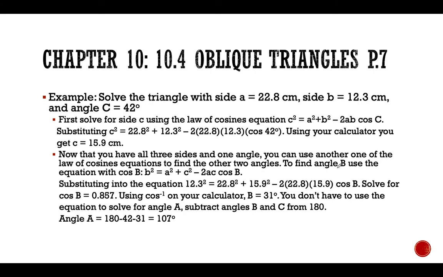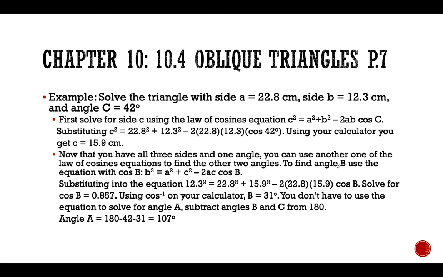Here's an example. Solve the triangle with side A equals 22.8 centimeters, side B equals 12.3 centimeters, and angle C equals 42 degrees. So here we know two sides and the angle included. First, solve for side C using the law of cosines.